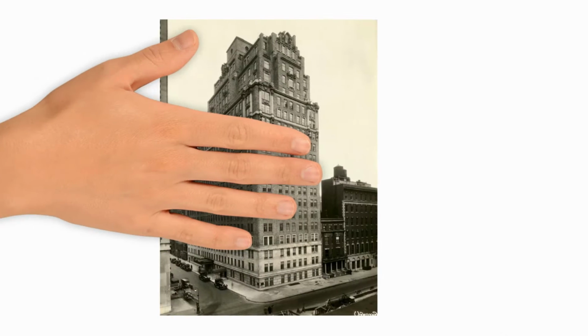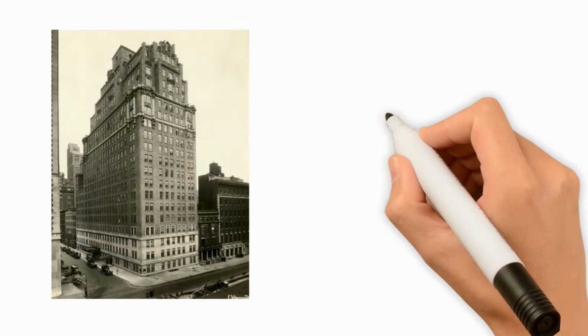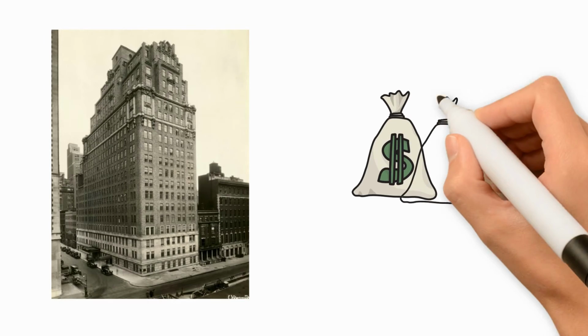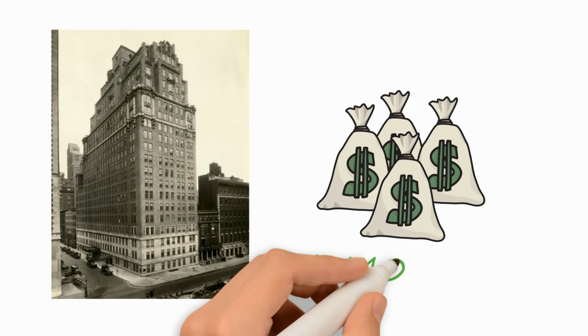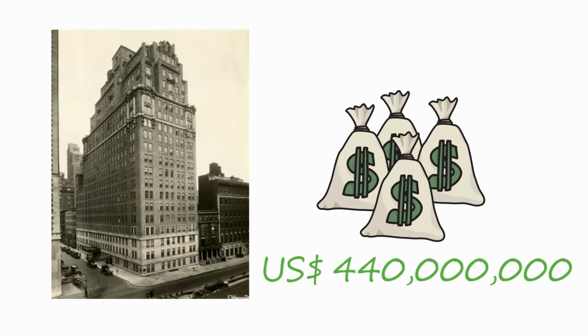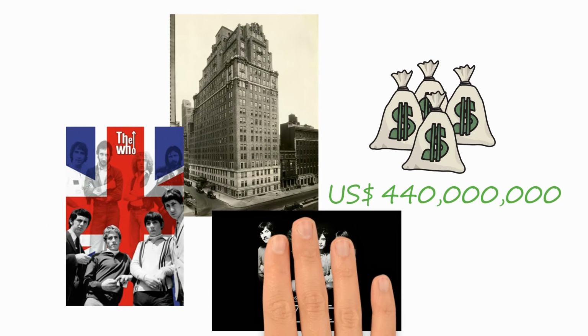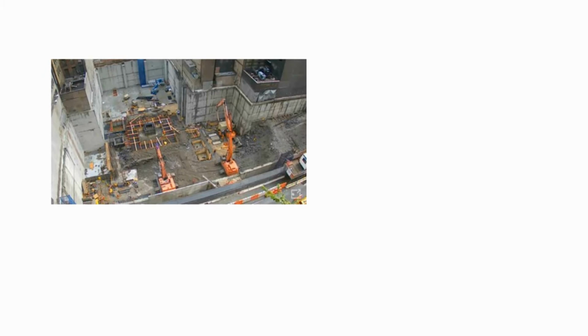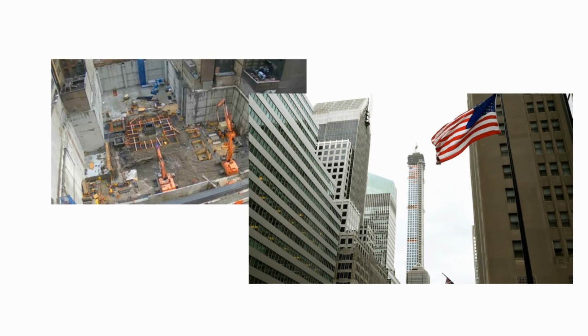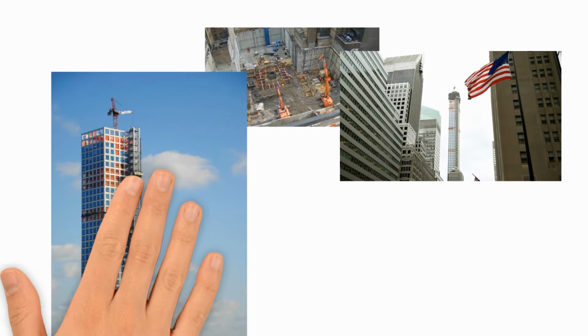The project started in 2006 when the 21-story high Drake Hotel was acquired by a client for $440 million. The hotel was world famous and often hosted rock stars such as The Who and Led Zeppelin. In 2007, the hotel was demolished to make the way for the 432 Park Avenue. After demolition, the bedrock was excavated to create an 18 meters deep basement and foundations.